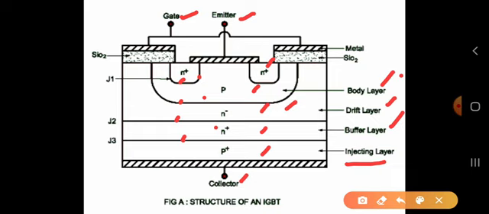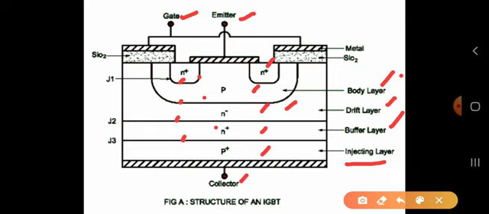So if you have the N plus buffer layer, the IGBTs have faster turn off times. For that purpose only we are using this. When you are going to turn off this IGBT, you can immediately turn off when you have the buffer layer. If it is not there, then it is not possible to turn off your IGBTs immediately.